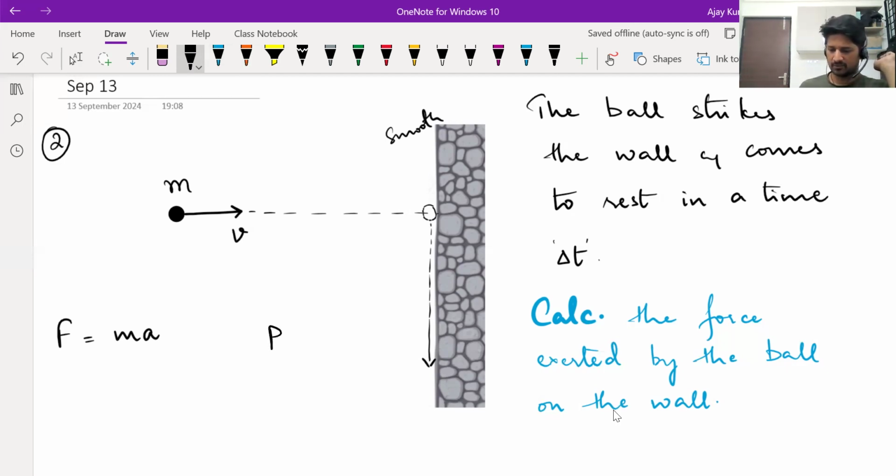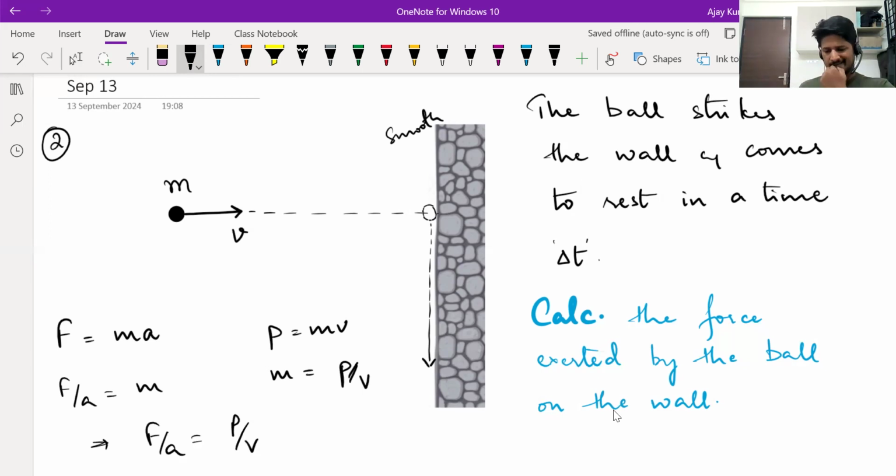Okay, you have momentum is equal to mass into velocity. So you are saying m is equal to p by v, and you are equating that to f by a. So f by a is equal to p by v. But how will you get f from there? We don't know a, acceleration. Sir, I can write a as v by t.